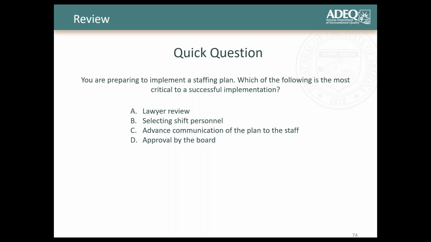Another quick question. You're preparing to implement a staffing plan. Which of the following is most critical to a successful implementation? A, lawyer review. B, selecting shift personnel. C, advanced communication of the plan to the staff. Or D, approval by the board. Answers are rolling in right now, and it looks like we got a near consensus. Looks like C is the winner.